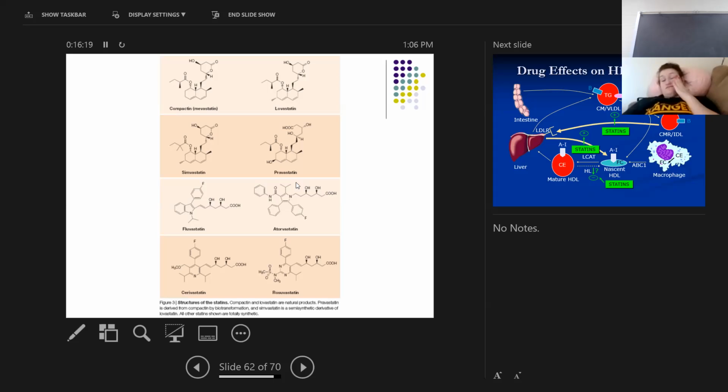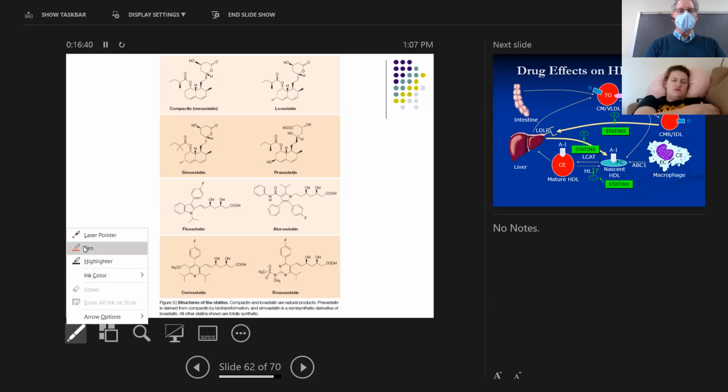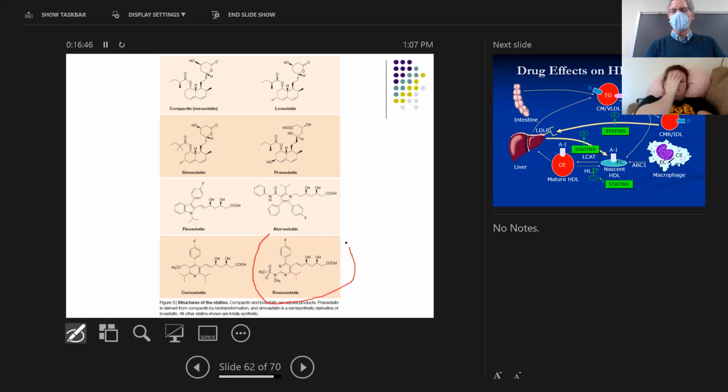Now, former President Trump is on rosuvastatin, which is one of the newest statins. This one is marketed by the name Crestor. This is a so-called superstatin. This superstatin can actually drop your LDL levels by 50%.